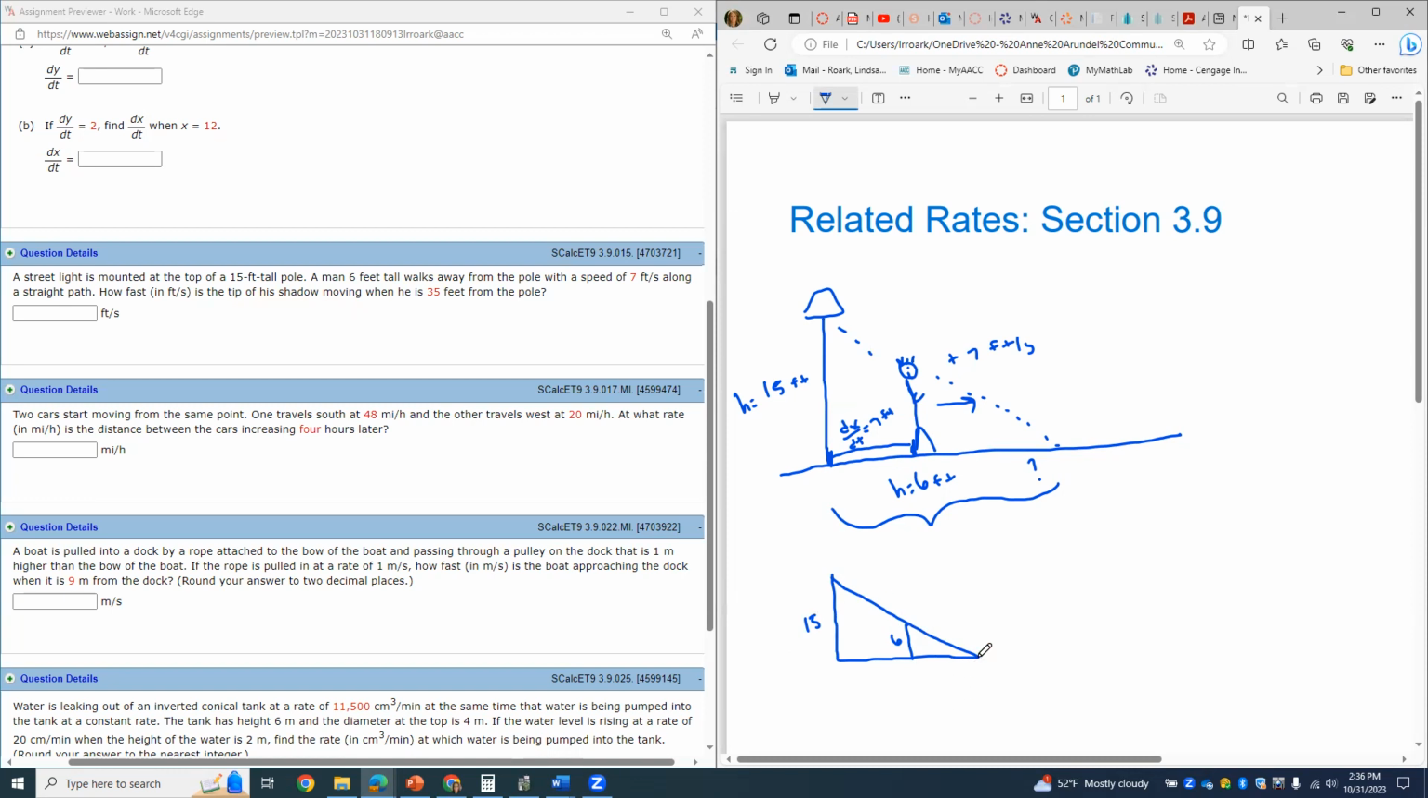We don't know this angle. We don't know how far his shadow extends from what they gave us. I'm going to say that the distance between the light and this man is x, because they told us he's moving away from the light at 7 feet per second. So I'm just going to call it x. You can call it whatever you want. I'm also going to need a letter for the distance from the man to his shadow, which is changing.